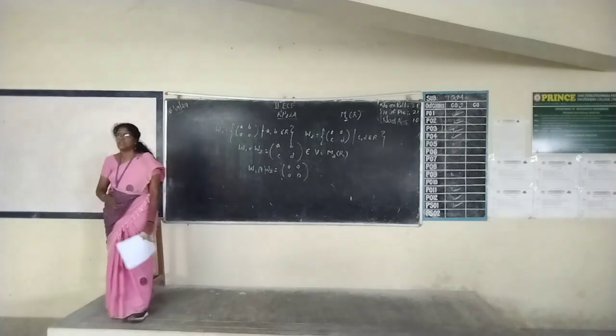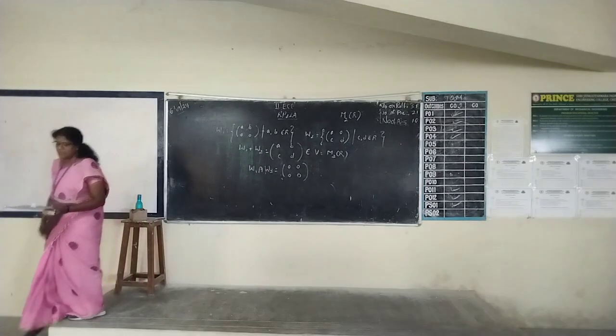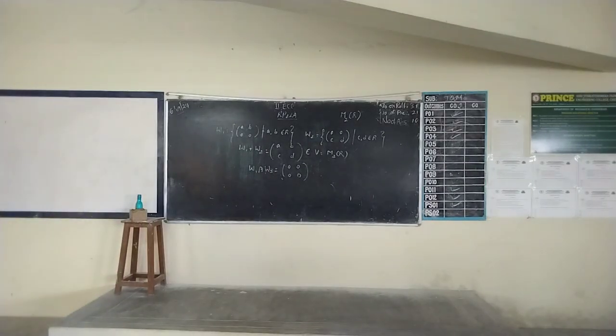So both the conditions are satisfied. Whether it is the direct sum or not? Yes. Therefore, W1 direct sum W2. What is the symbol? Plus with a circle. W1 direct sum W2 is equal to M2 of R. Easy or not? Easy.